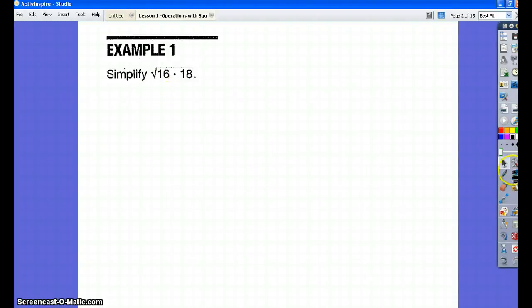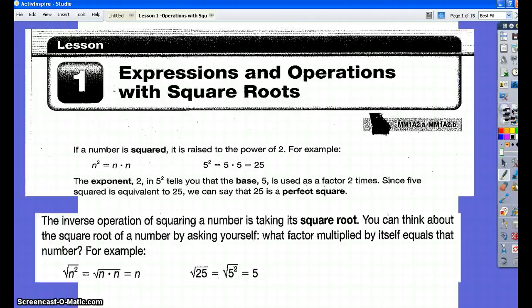Okay, today we're going to be dealing with expressions and operations with square roots. When a number is squared, it means it's raised to a power of 2, so 5 squared is simply 5 times 5. You just write 5 however many times the exponent says. So the inverse of squaring a number is taking a square root. So whenever you see a square root, for instance, the square root of 25.